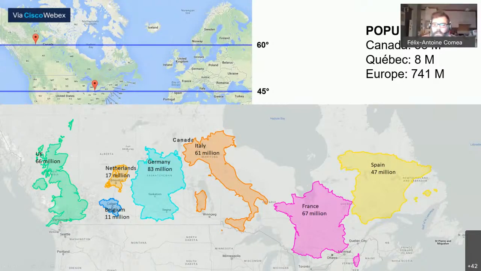Thanks. Then just a bit of context. Canada is a very big country, as you know, compared to Europe. The Quebec province is the French part of Canada. It is almost three times bigger than France, but the population is quite a bit lower. We have 8 million people in Quebec, so it's quite a different context.